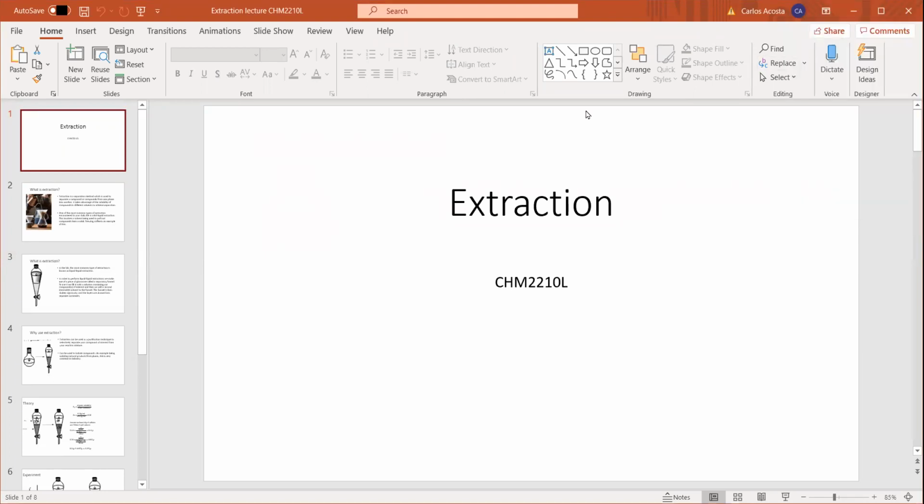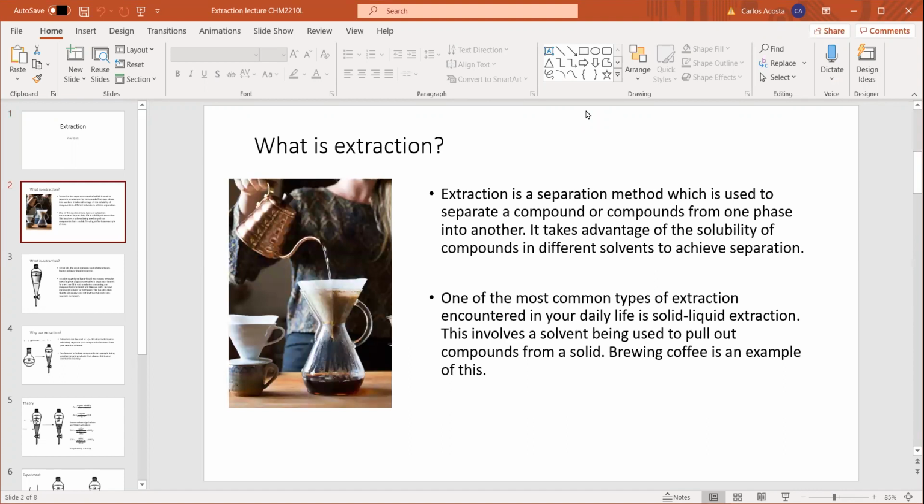So today's lab is on extraction. So what is extraction? Well, it's just a separation method that's used to separate a compound or compounds from one phase to another. And this is achieved by taking advantage of the solubility of the compound or compounds in different solvents. So a lot of you may be familiar with one type of extraction that is common in everyday life.